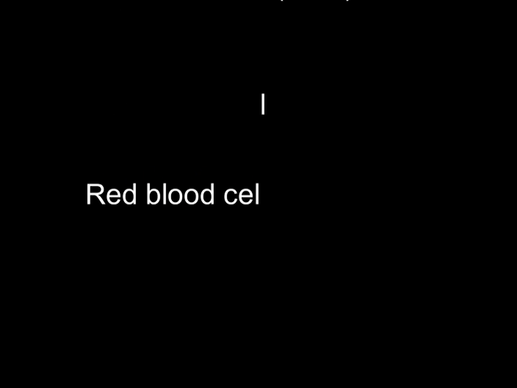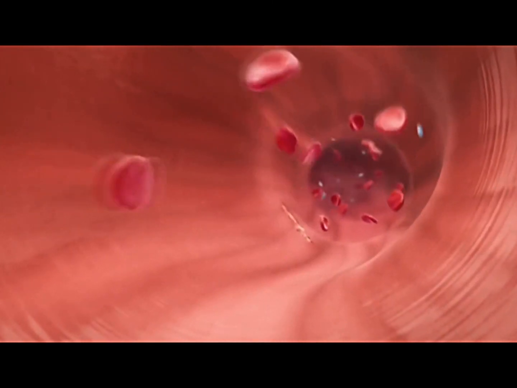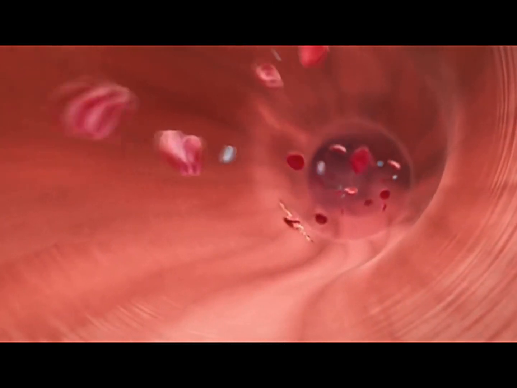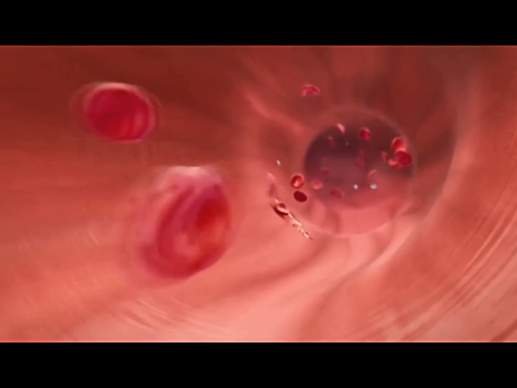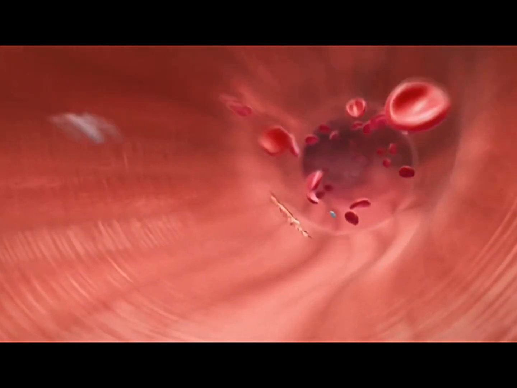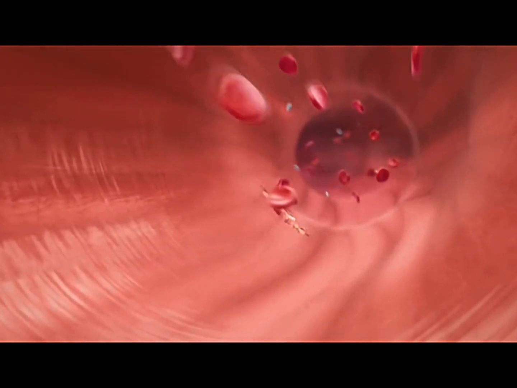Red blood cell, RBC, count. The RBC count refers to the number of red blood cells in a given volume of blood. The red blood cells are transporters of oxygen from the lungs to the different parts of the body, while it also returns carbon dioxide from the body parts to the lungs to be expelled. Here is their normal range.